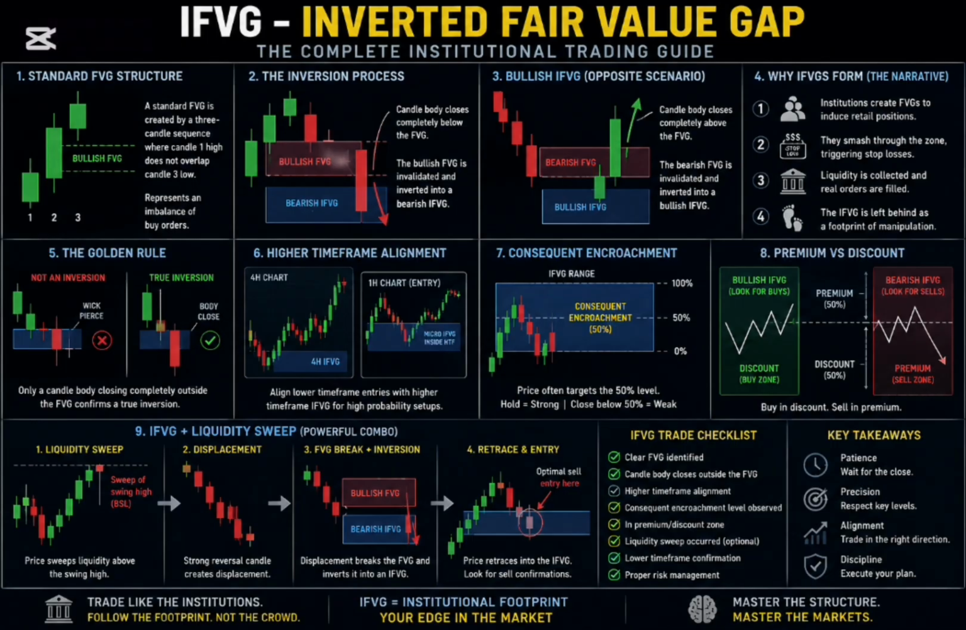still valid. To get a true inverse fair value gap, you must wait for the candle body to close completely outside. The body represents real volume and sustained institutional commitment to the new direction. If you are looking at a 50 minute chart, you must wait for that specific 50 minute candle to close.